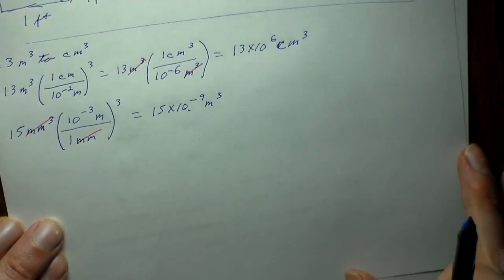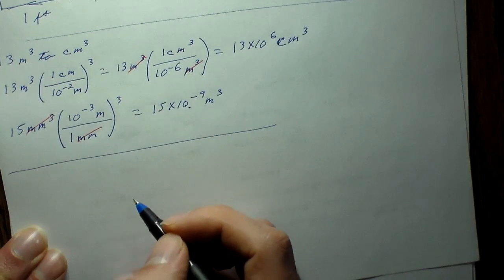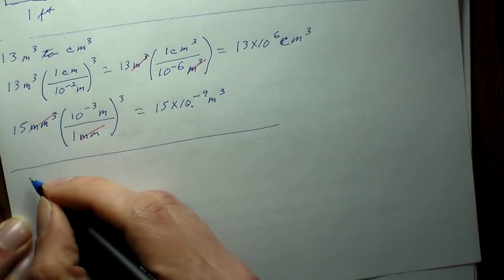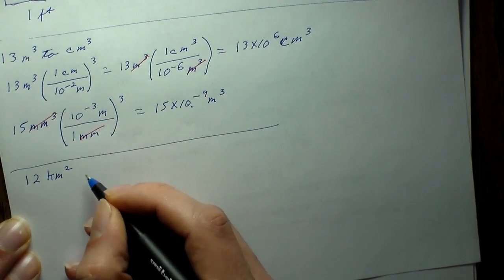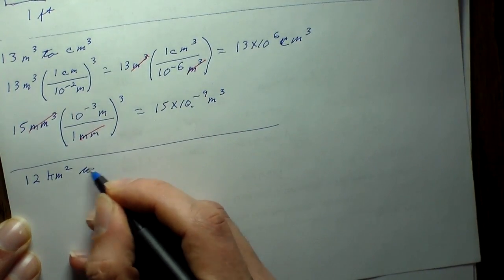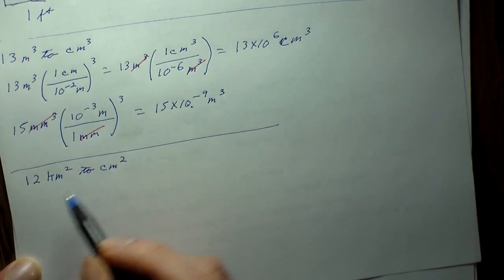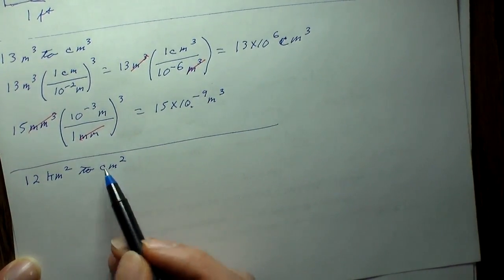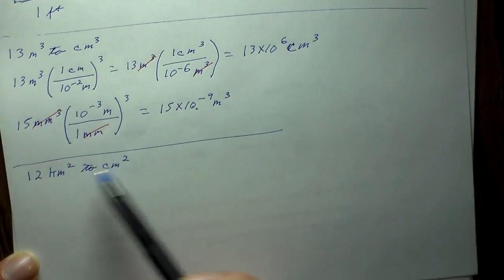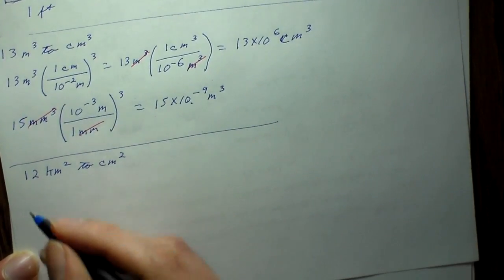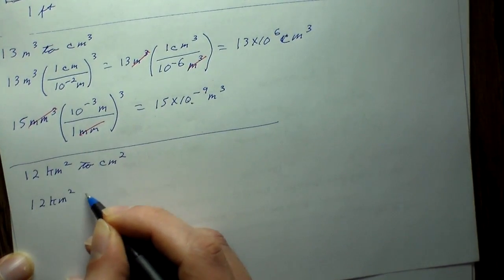So let's say in this case, we're now going to be looking at 12 square kilometers, and we want to go to square centimeters, sorry. All right, so we're going to be dealing with areas. So these were volumes that we were dealing with before, and we were cubing these. In this case, this is an area, so we're just going to be squaring this. So here, my 12 square kilometers.